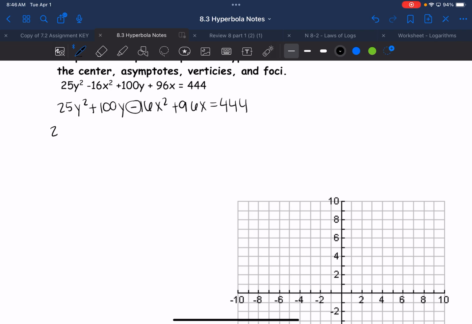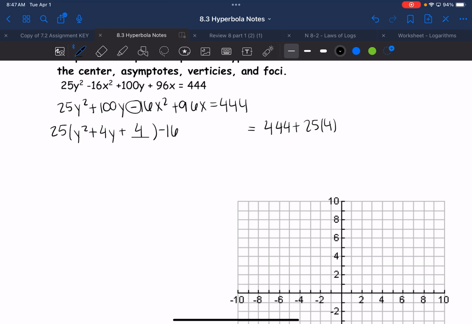All right, so we've got 25y squared plus 100y. So we're going to probably want to factor out 25 from that, right? Which would leave us with y squared plus 4y, plus blank. So in that blank, what am I going to put? 4, right, 2 squared, or 4. Which means also I'm going to add that over here as well. So it'd be 444 plus 25 times 4, right? Okay.